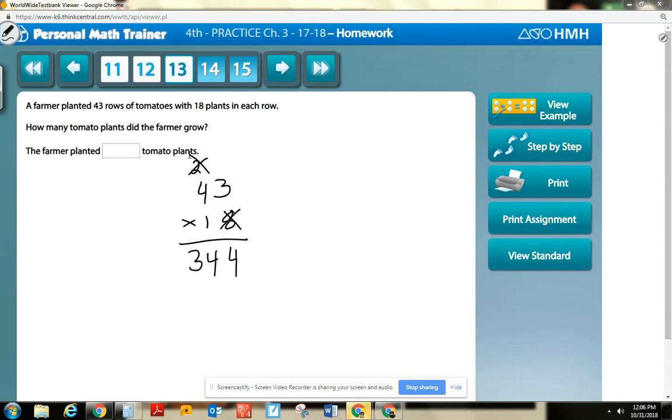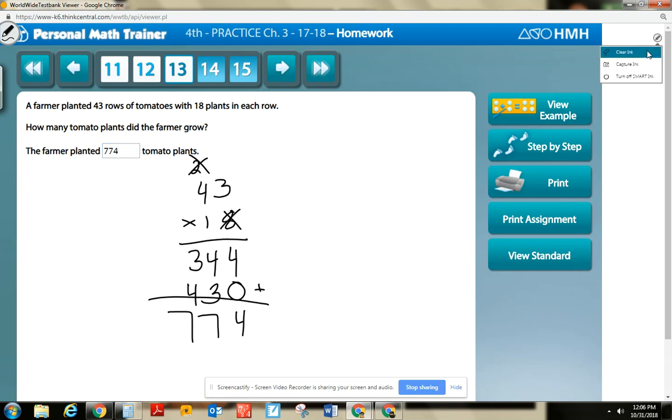I'm done with the 8. You gotta hold its spot. Now I'm going to do 10 times 3. That's 30. You see the 30 there? Nothing to regroup. 1 times 4 is 4. 10 times 4 tens is 400. Now I add these together and I get 774. Whichever way that you are the most comfortable with multiplying is how you should multiply.